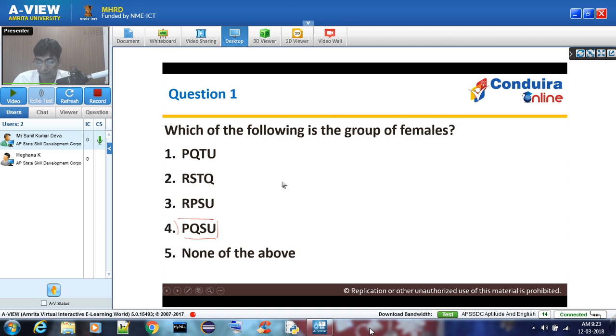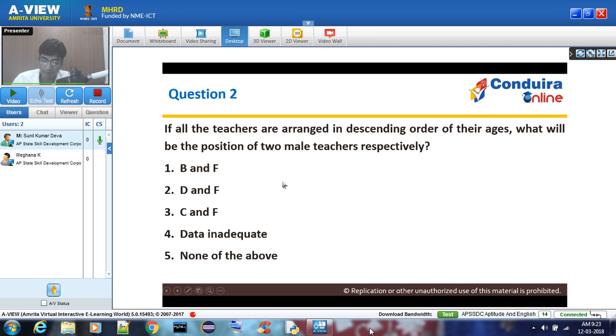Let's check out if we have something tougher coming up. If all the teachers are arranged in the descending order of their ages, the position of two male teachers respectively.